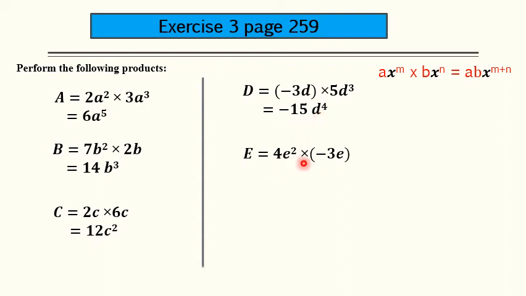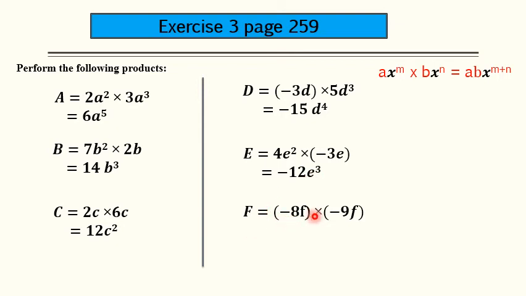E equals 4e squared times minus 3e. Again, multiply the coefficients by each other. 4 times minus 3 is minus 12, and e squared times e is e cubed. That's the final answer.